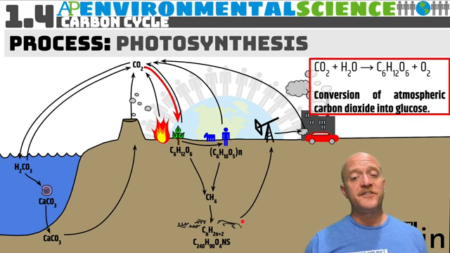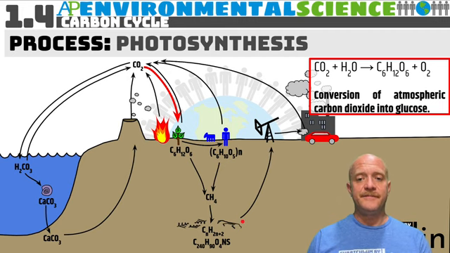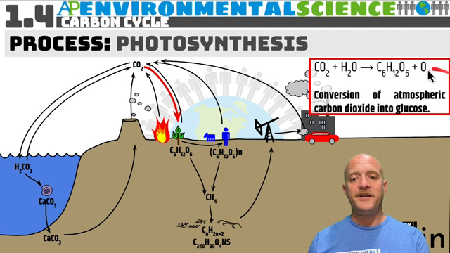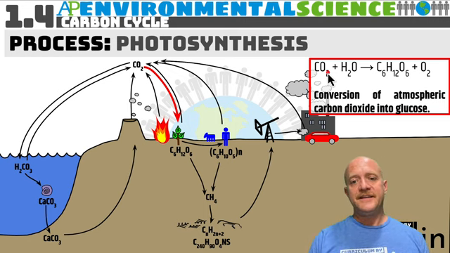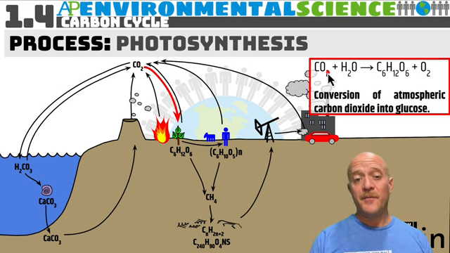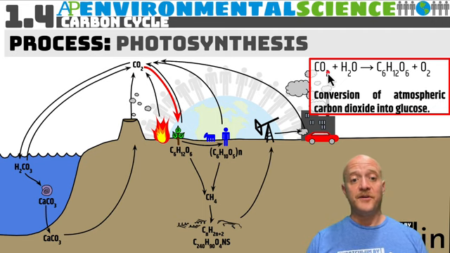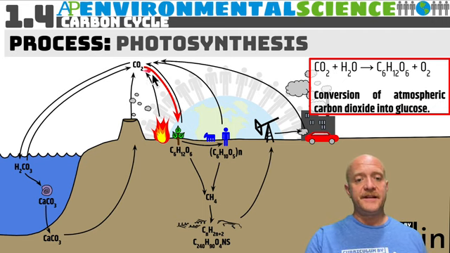So for starters, the first process is photosynthesis. If I write an equation up here, commit it to memory, please. Now, photosynthesis is when you're taking atmospheric carbon dioxide and you're converting it into glucose. And this is signified by the red arrow right here. It is going into the plant.